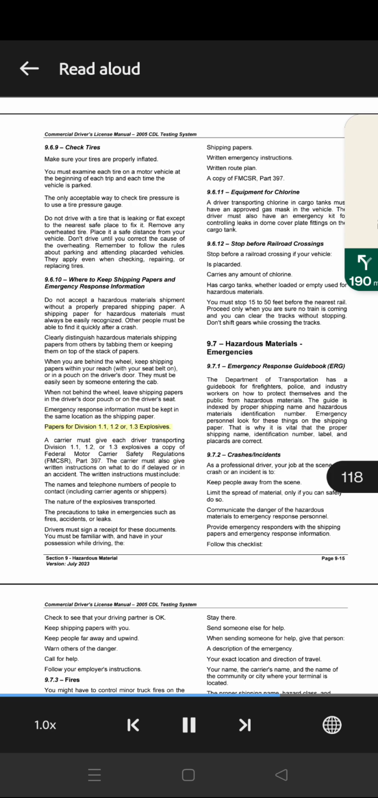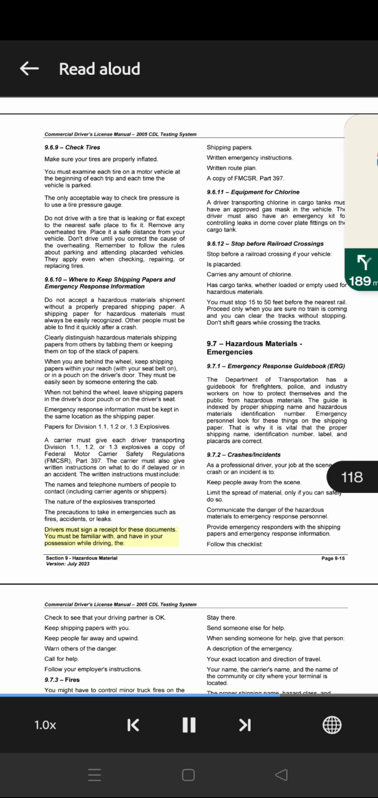Papers for Division 1.1, 1.2 or 1.3 explosives. A carrier must give each driver transporting Division 1.1, 1.2, or 1.3 explosives a copy of Federal Motor Carrier Safety Regulations (FMCSR) Part 397. The carrier must also give written instructions on what to do if delayed or in an accident. The written instructions must include the names and telephone numbers of people to contact, including carrier agents or shippers, the nature of the explosives transported, and the precautions to take in emergencies such as fires, accidents, or leaks. Drivers must sign a receipt for these documents.